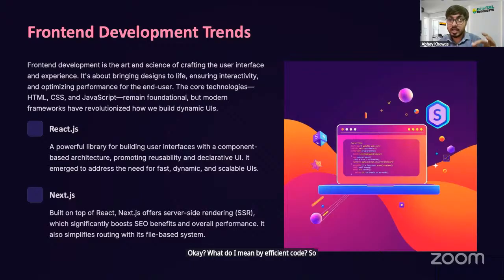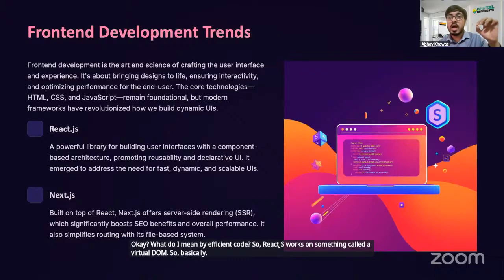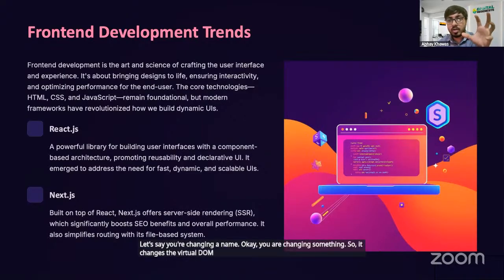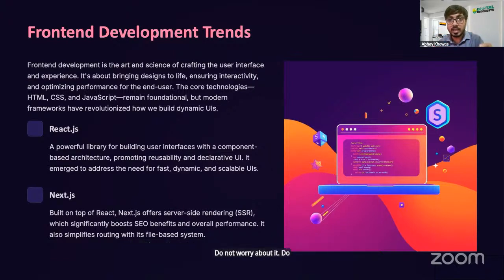React.js works on something called a virtual DOM. Whenever you are changing something, let's say you're changing a name, it changes the virtual DOM, and the virtual DOM changes the real DOM. Now, what is a DOM? Do not worry about it. DOM is basically the document object model. I told you JavaScript can change HTML. Everybody heard that? JavaScript can change HTML, CSS. How? Using the DOM, document object model. It uses the document object model to change HTML and CSS.